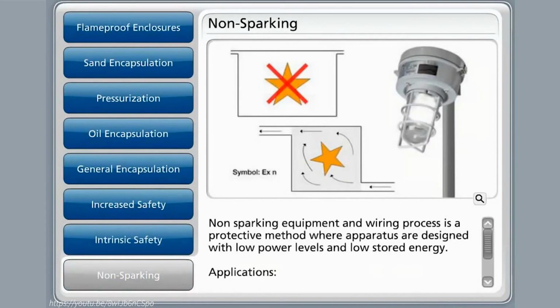Non-sparking equipment and wiring process is a protective method where apparatuses are designed with low power levels and low stored energy. This ensures that an arc produced during normal functionality of the equipment or as the result of equipment failure has insufficient energy to ignite the hazardous atmosphere. The general application for non-sparking protective methods would be used for motors, lighting, junction boxes, and electrical equipment.